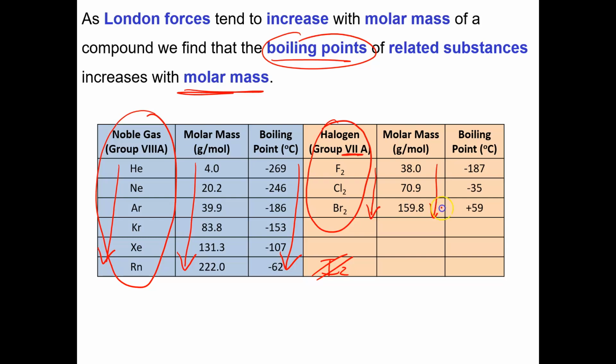down, the molar mass goes up. We're getting bigger and bigger particles. We would expect their electron clouds to be more polarizable, so stronger London forces, therefore a higher boiling point. And certainly that's what we see. The boiling point goes up as these particles become heavier.